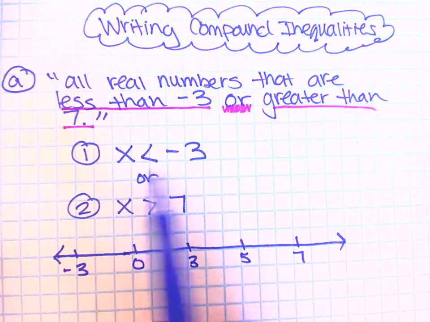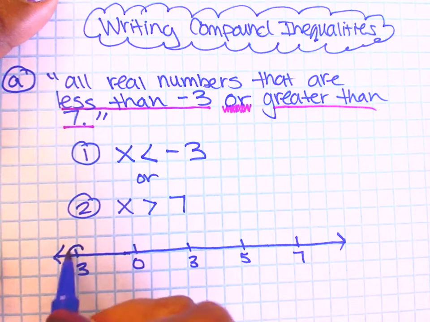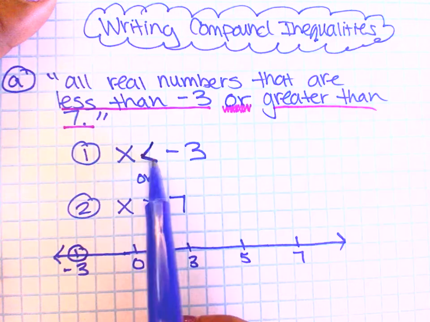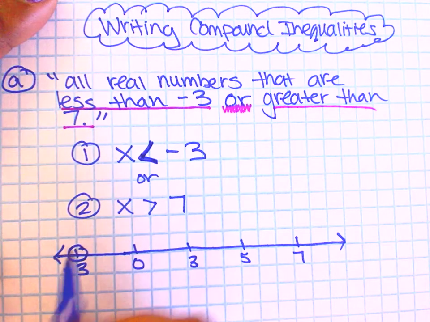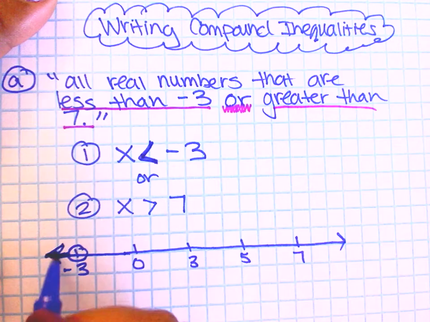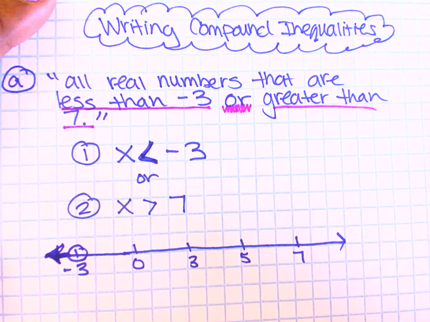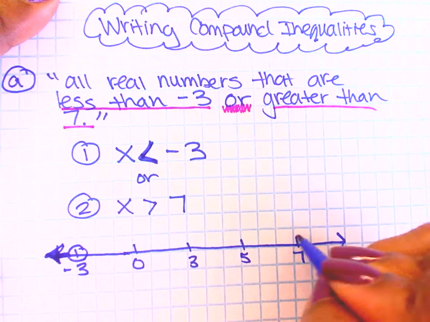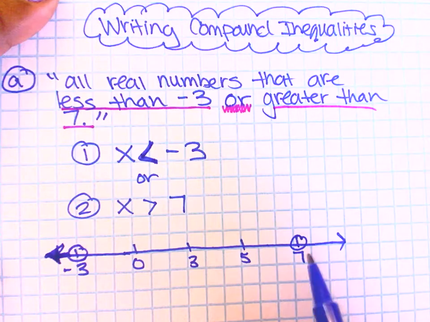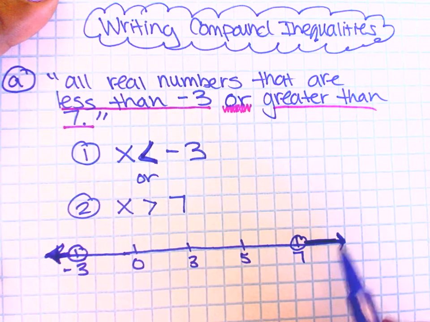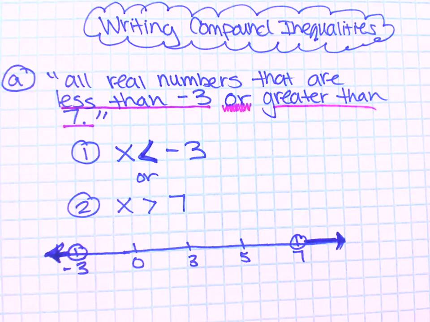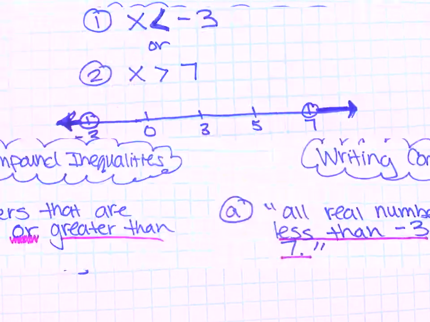Okay, x is less than -3. So that's an open circle. And the mouth is pointing like an arrow to the left. So I'm going to shade to the left. And it's also greater than 7. So an open circle, it's pointing to the right. So I'm going to shade to the right. So when you have or problems, they shade away from each other. Please make sure you have that graph in your notes.